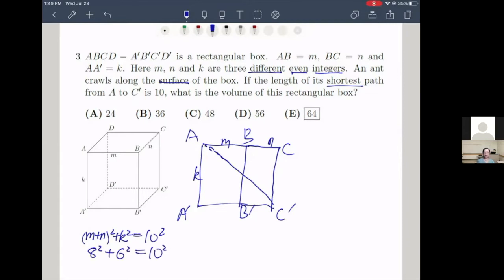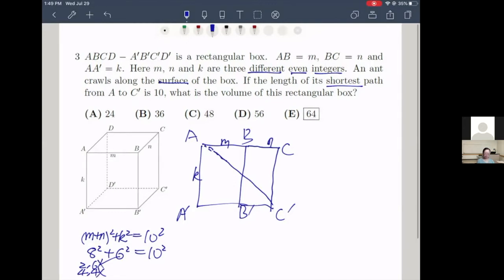Let's try to find different even integers for M and N. We know that M plus N is 8. If we do 2, 6, it doesn't work because K is also 6, right? The three numbers need to be different. If we do 4, 4, it doesn't work either because there are two 4s. So this doesn't work either.